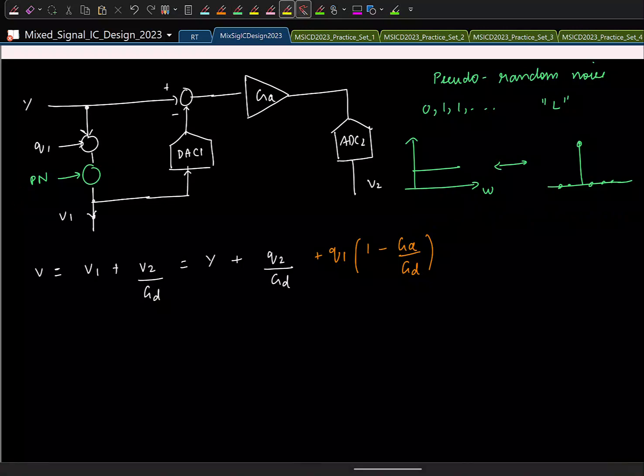So now I have added this additional signal. What will happen to the output now? Plus PN, that also will appear here. So PN times.